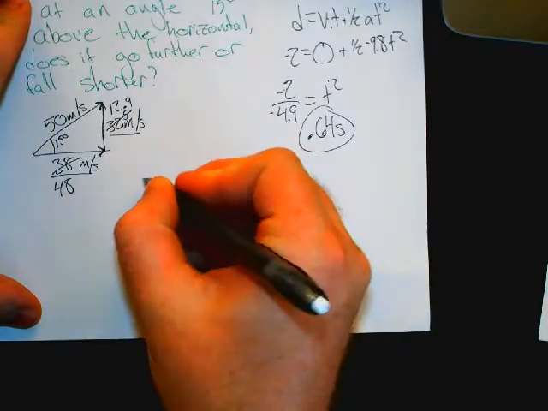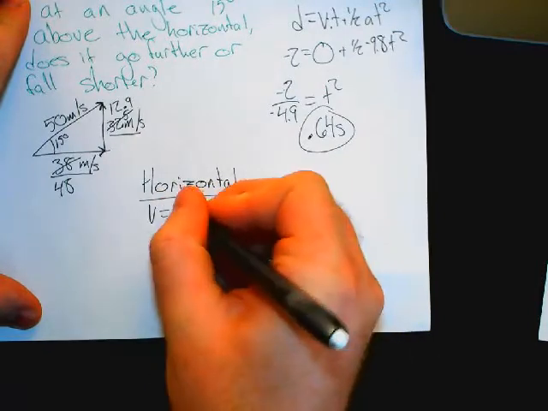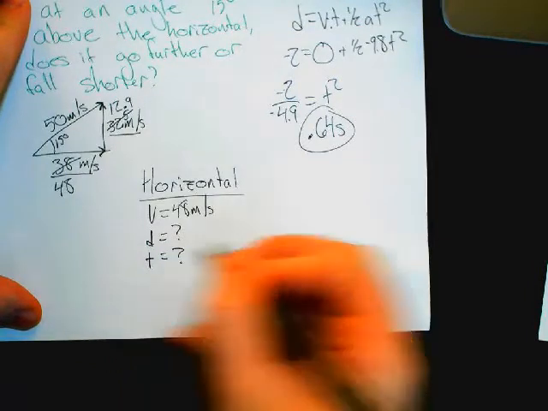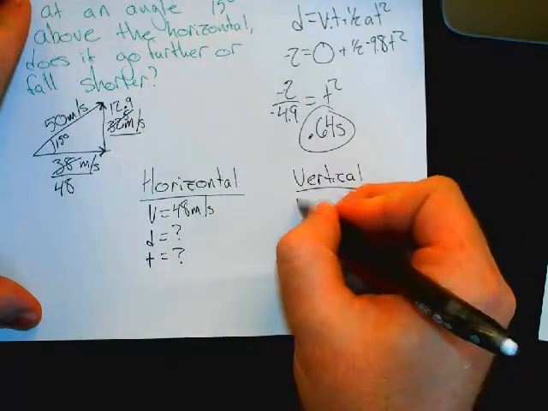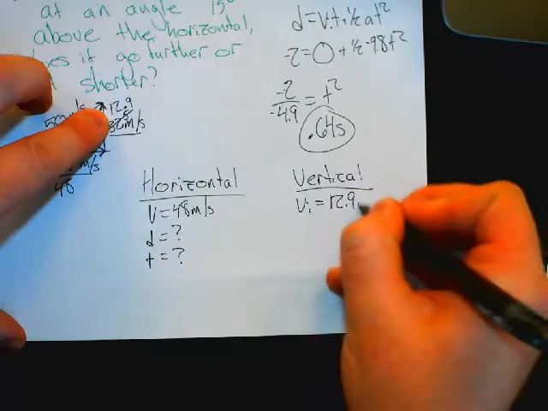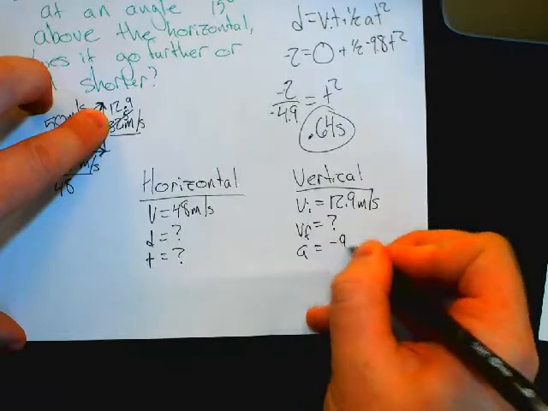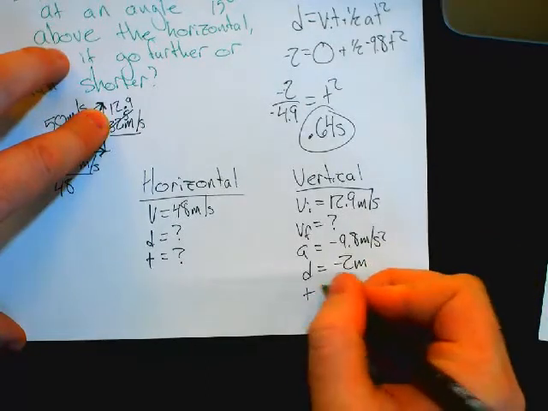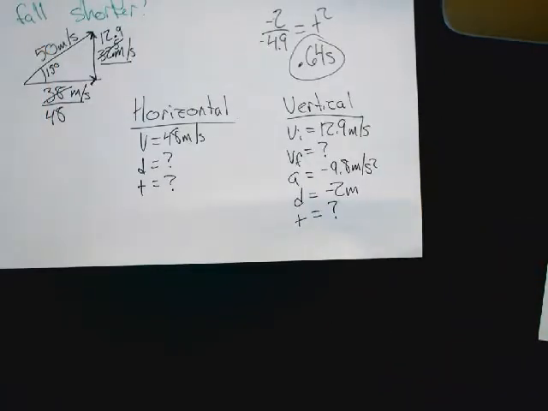Your variable identification should look something like this, with the horizontal velocity being 48 meters per second. Displacement, we don't know. Time, we don't know. And vertical, we're going to have VI is now 12.9 meters per second. VF, we don't know. A, negative 9.8 meters per second squared. D, negative 2 meters. And T, we don't know. Hopefully you've got that spot reached. If you haven't, well, let's take a closer look and keep going.